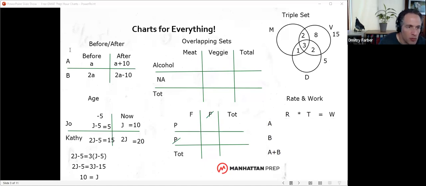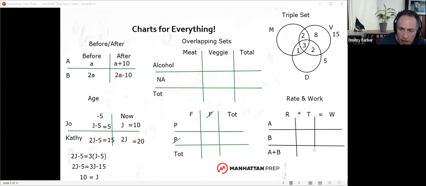Basically what's important to remember about rates and work is that anytime two cars, trains, people, robots, printers, hoses, whatever it is, are working toward achieving the same combined goal or effect, then you're adding the rates. That could be combined goal in the sense of we're both working to finish a job.